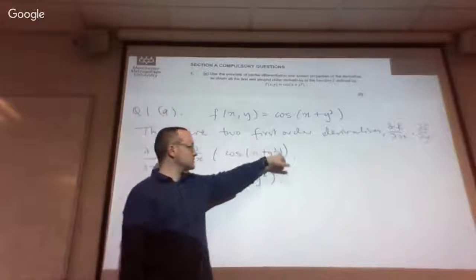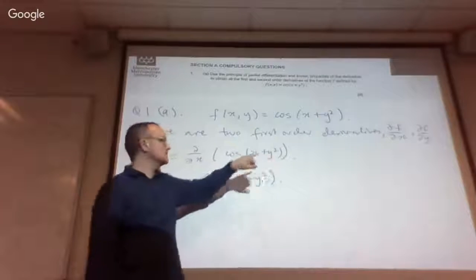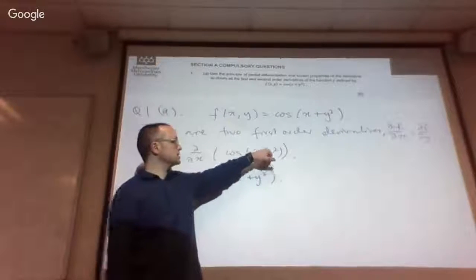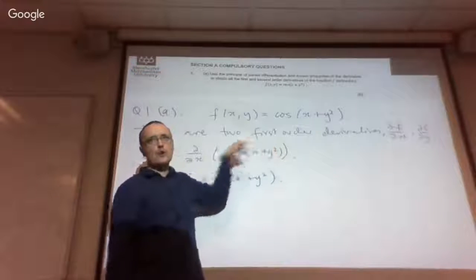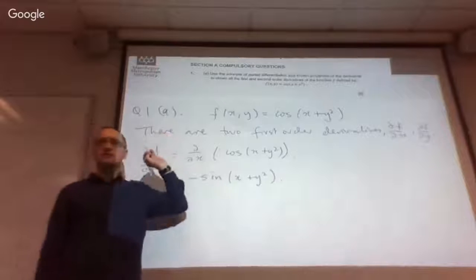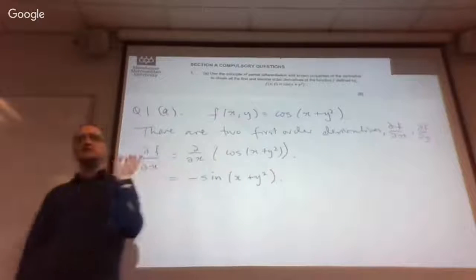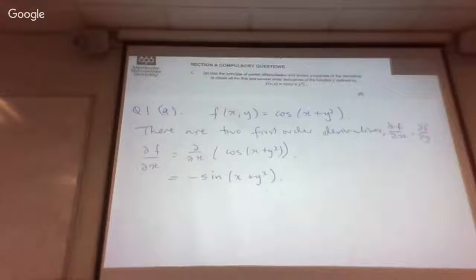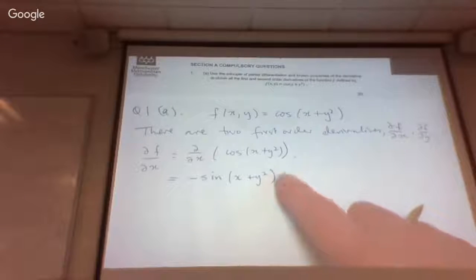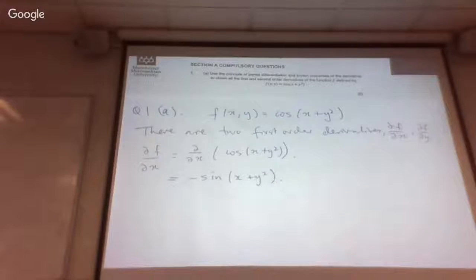Now the derivative with respect to x of the bracket is going to be 1 plus the derivative of y squared with respect to x. But this operator treats y as if it were constant, so the derivative of y squared is simply 0 with respect to x. So applying the chain rule would just require an extra factor of 1, so I'm not going to bother to write it down. That's simply the derivative.